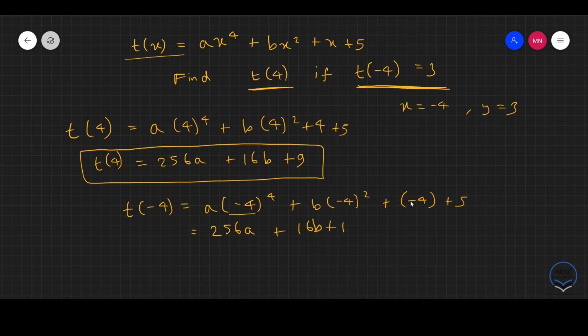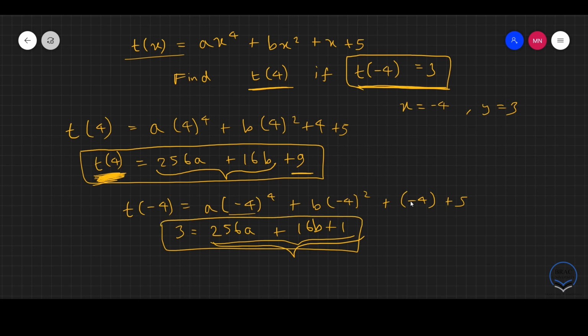Right. So now how do we find the value of this output? That is what we have to find. Well, if we can find the value of this expression, 256a plus 16b, then all we have to do is add 9 to that value, and we will have t of 4. We know that t of minus 4 is equal to 3. So this is the expression for t of minus 4, and this should be equal to 3.